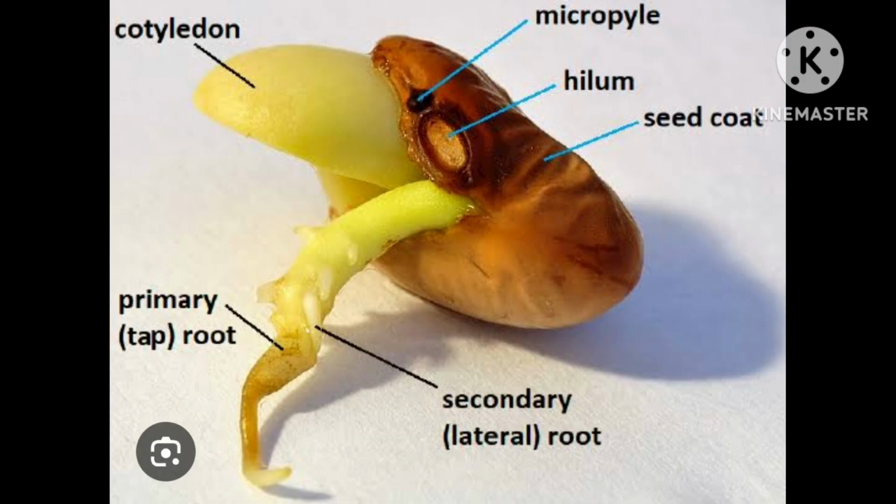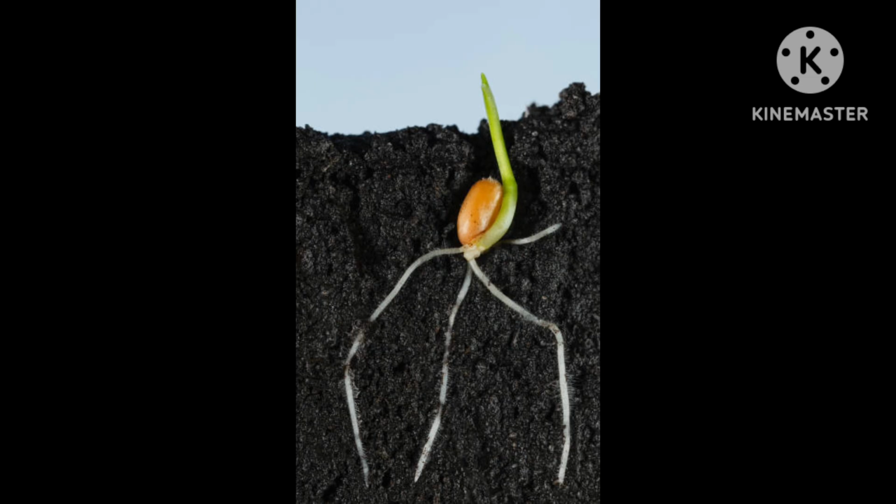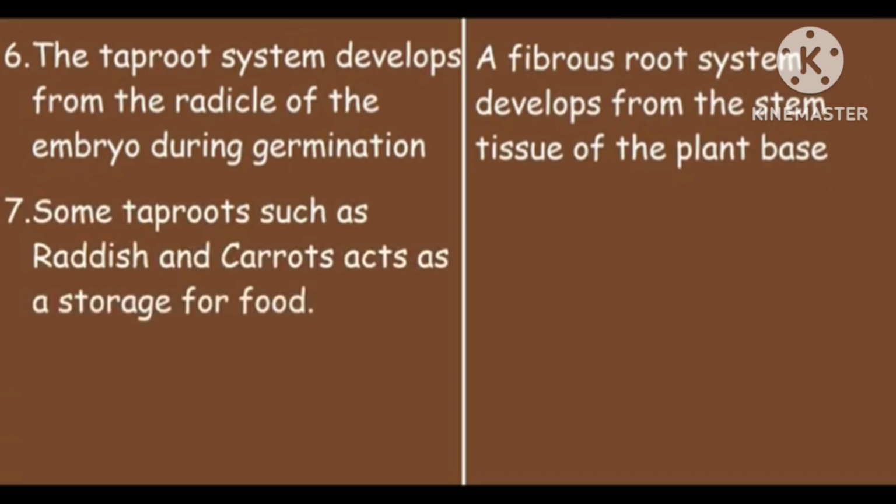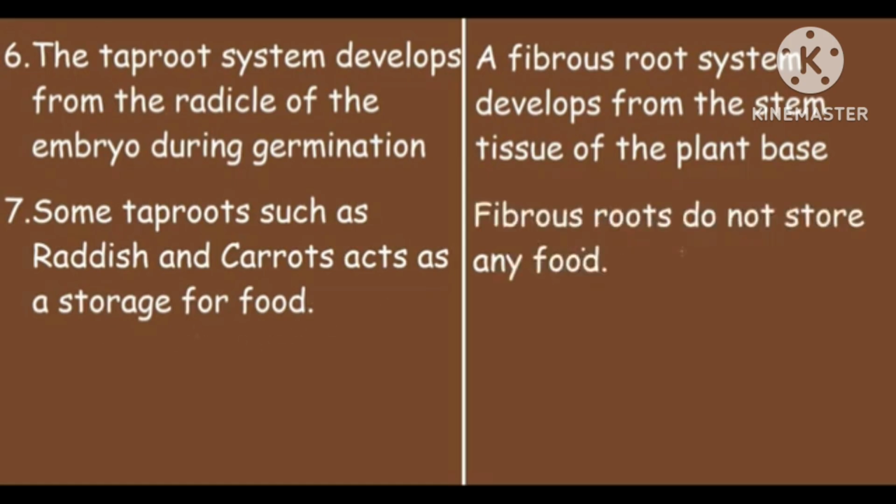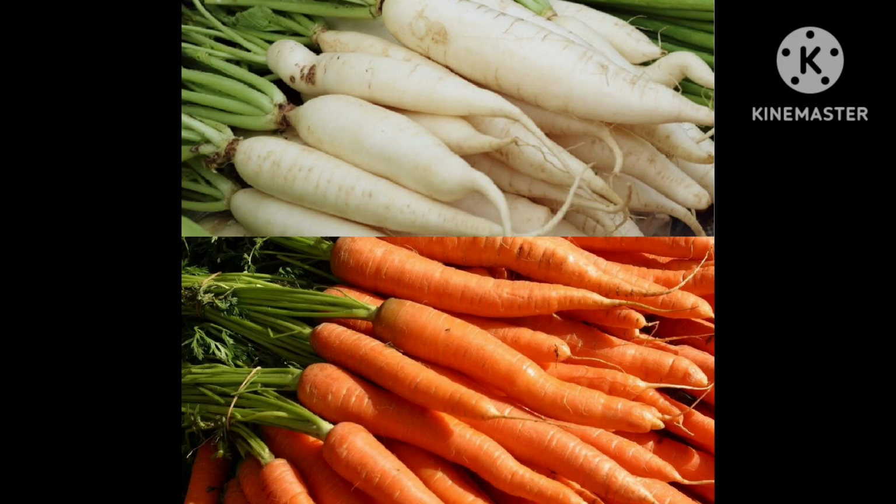You can see here how the taproot develops from the radicle. There will be a primary root as well as secondary roots, but this will not happen in fibrous roots. The roots will grow from the stem tissue. The next difference is some taproots such as radish and carrots act as a storage for food, whereas fibrous roots do not store any kind of food.